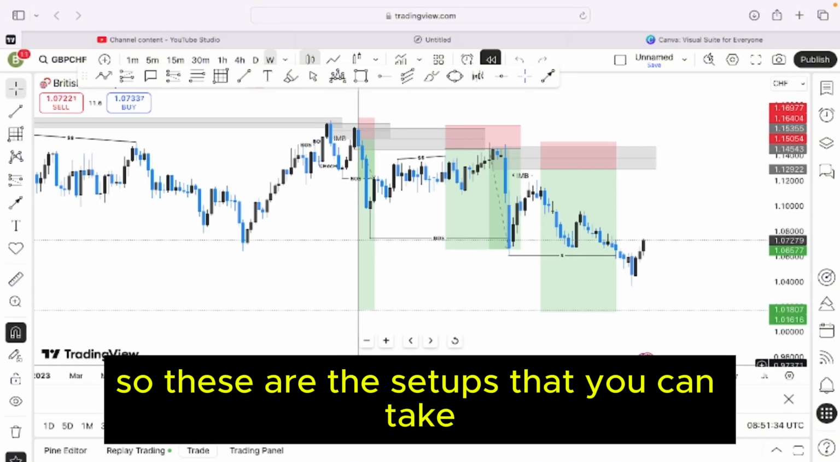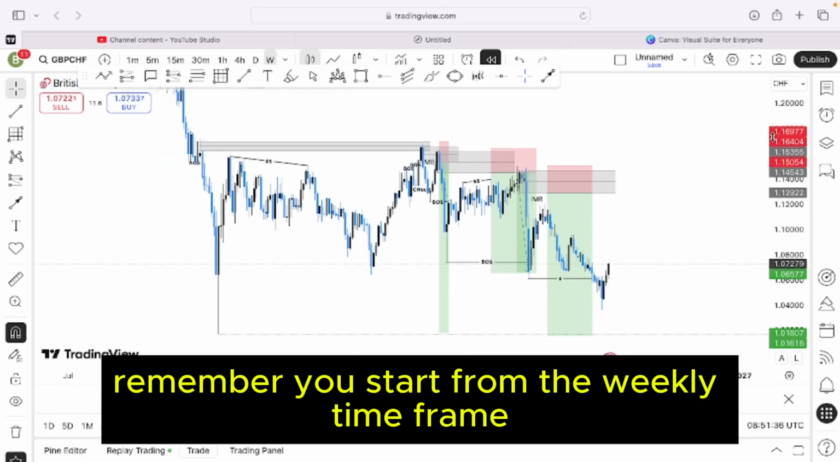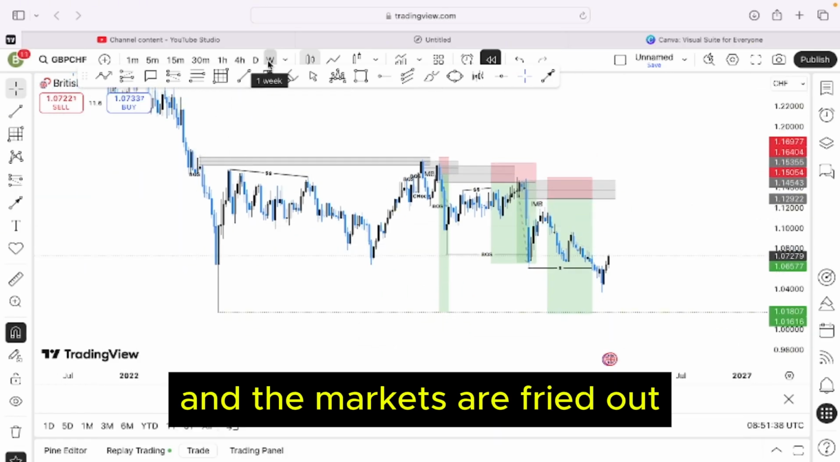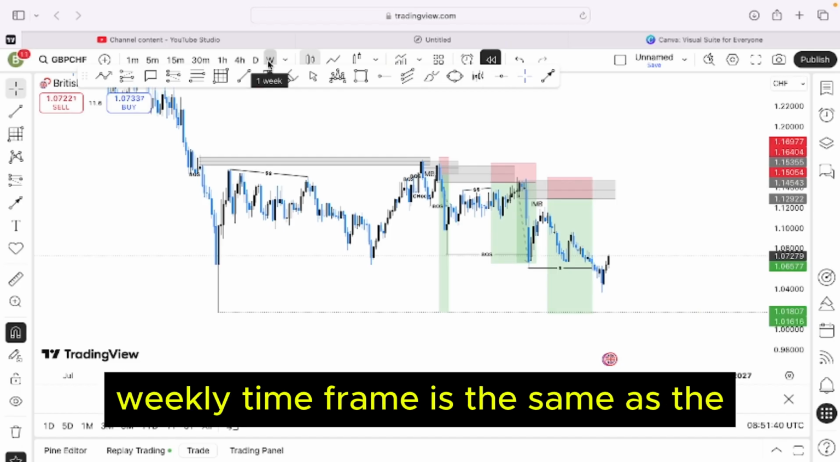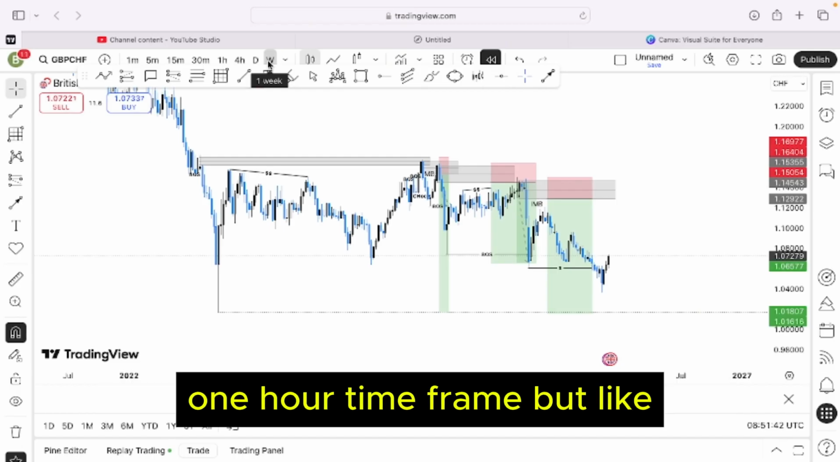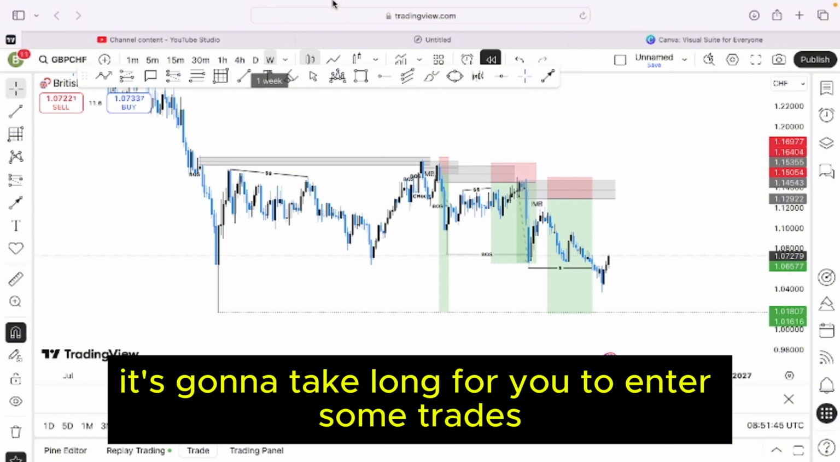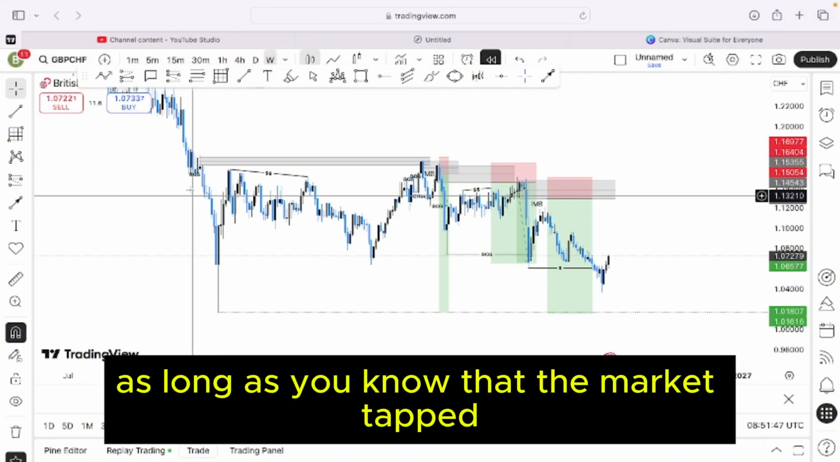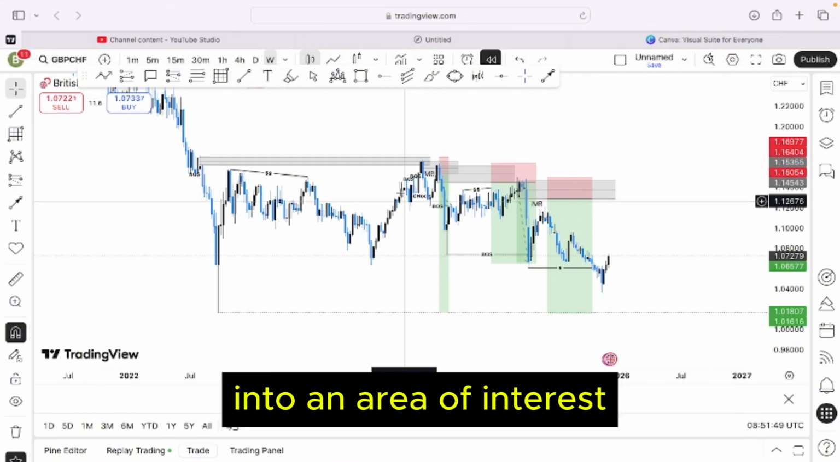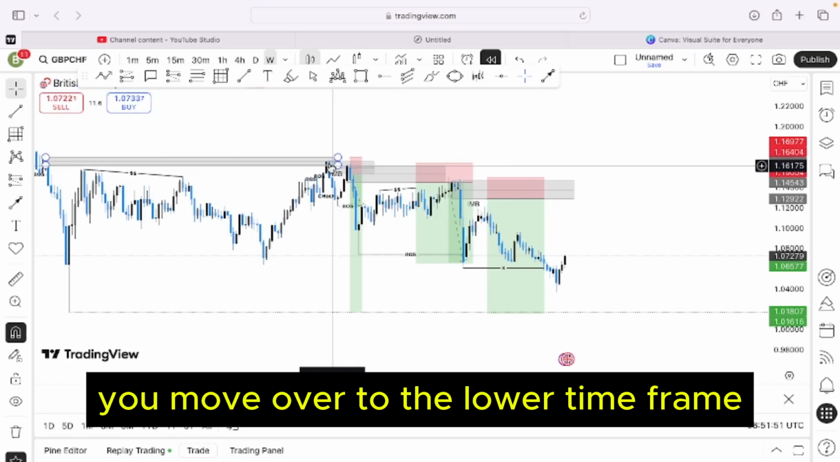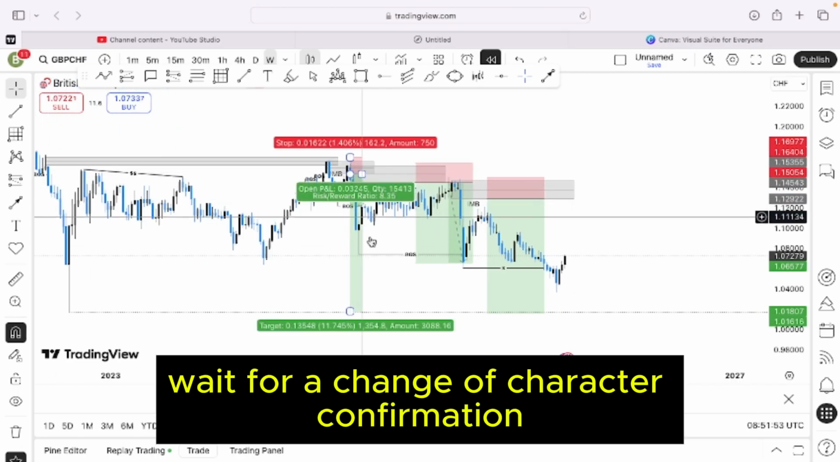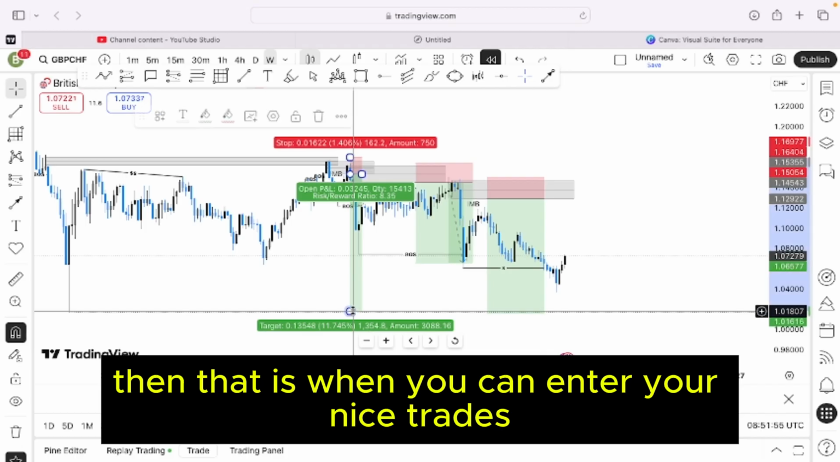So these are the setups that you can take. Remember, you start from the weekly time frame, and the markets are fractal. The weekly time frame is the same as the 1 hour time frame, but it's gonna take long for you to enter some trades. As long as you know that the market tapped into an area of interest, you move over to the lower time frame, wait for a change of character confirmation, then that is when you can enter your nice trades.